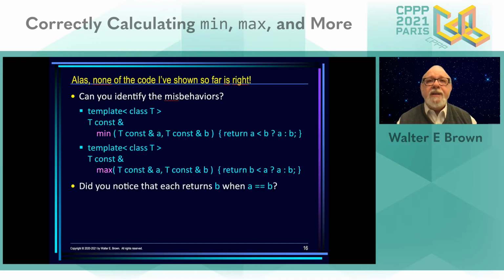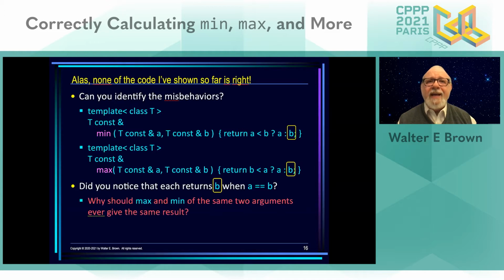Did you notice that each of these returns B in the case that A and B are equal? This is what I have in mind. And of course, the question that we should all be asking ourselves: why should max and min of the same two arguments ever give us the same result? It just seems intuitive that if min were to give us one of them, max should give us the other one. And yet, here's a case when both give us the same result.